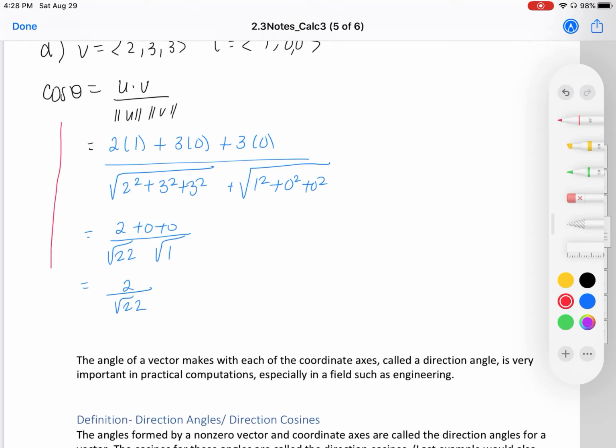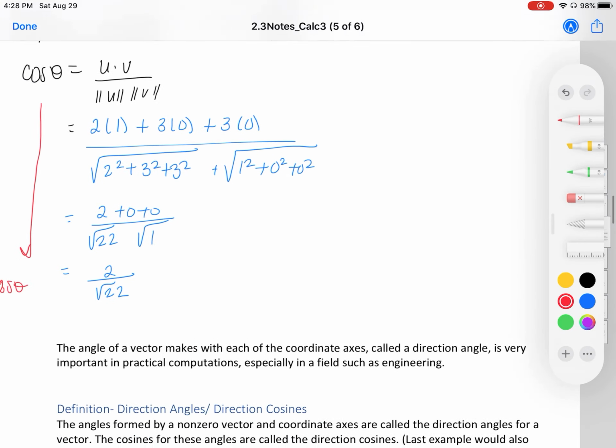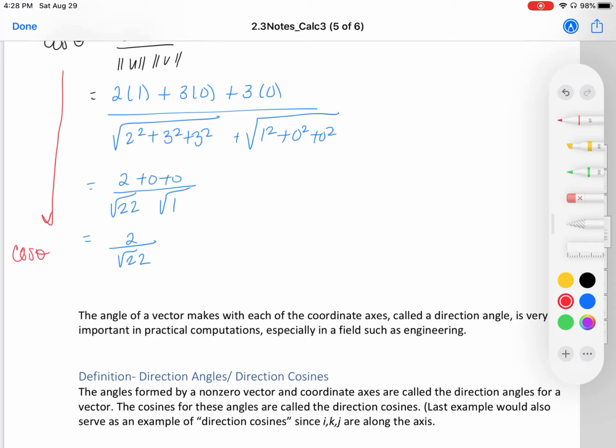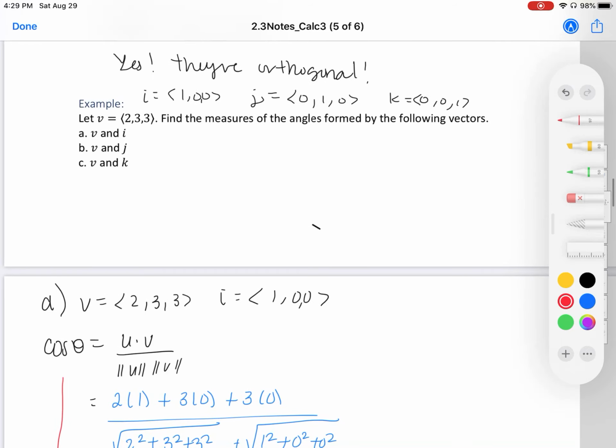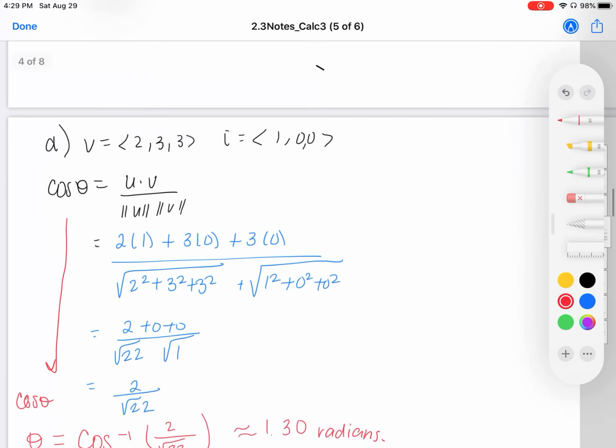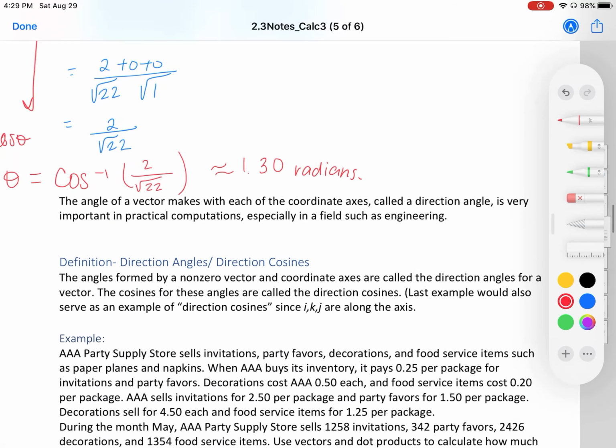All right, we're applying that to cosine theta. And since we just want theta, we take the arc cosine or the cosine inverse. So theta is equal to cosine inverse of 2 over the square root of 22. And if you punch it in your calculator, it should be about 1.30 radians. All right, that was A. Doing B and C are the same process, just slightly different vectors.